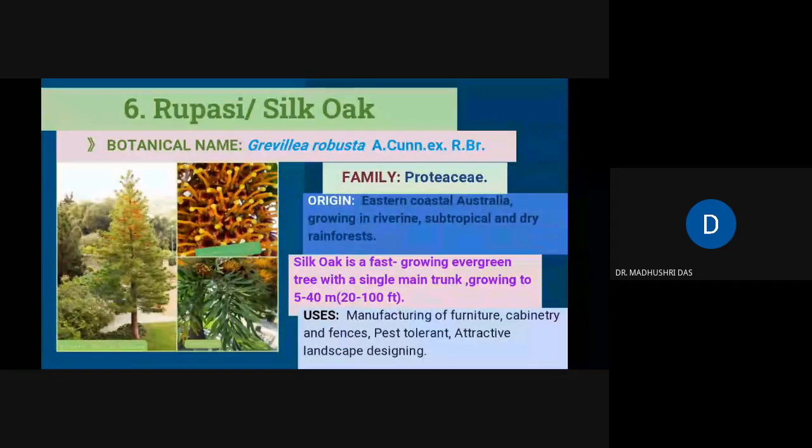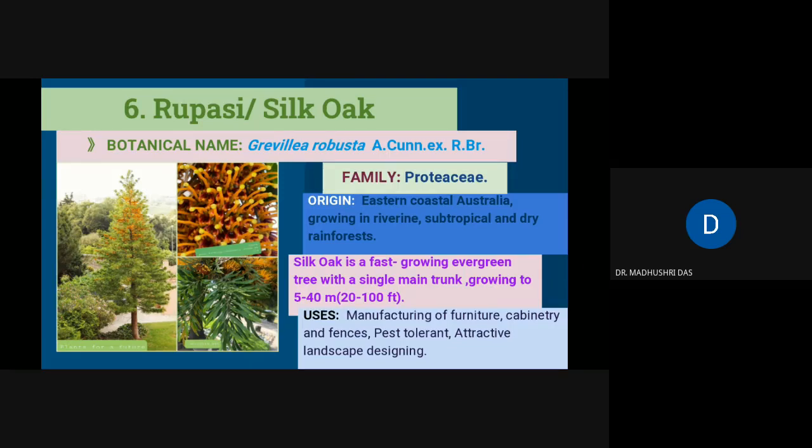Sixth tree is Grevillea robusta, which is commonly known as silk oak. It belongs to the family Proteaceae. It is native to eastern coastal Australia, growing in riverine, subtropical and dry rainforest. Silk oak is a fast-growing evergreen tree with a single main trunk growing to 5 to 40 meters.